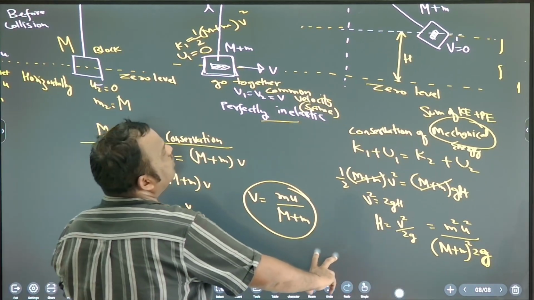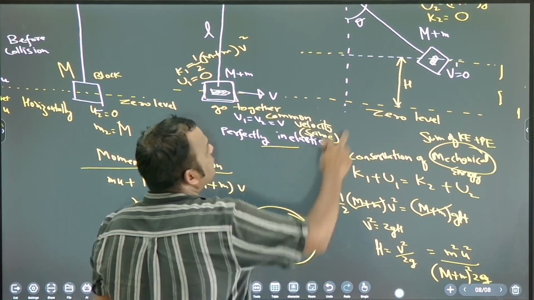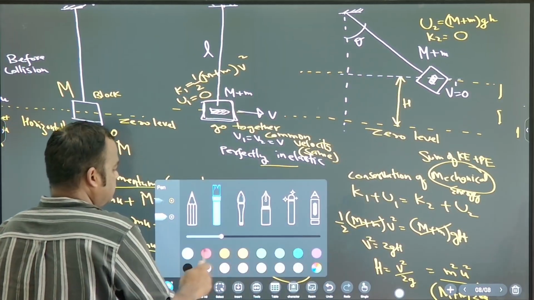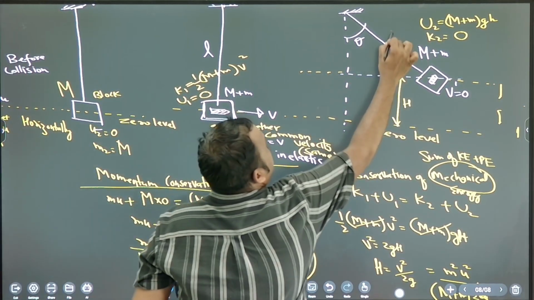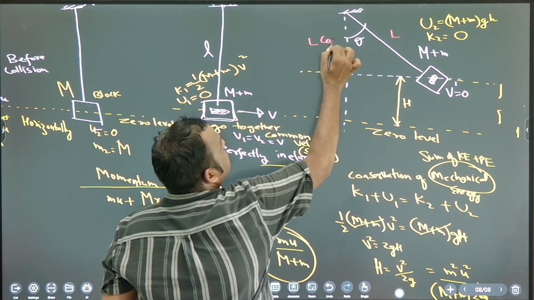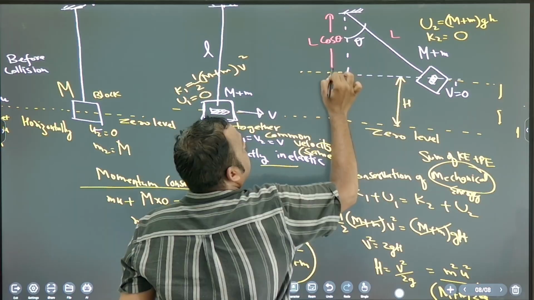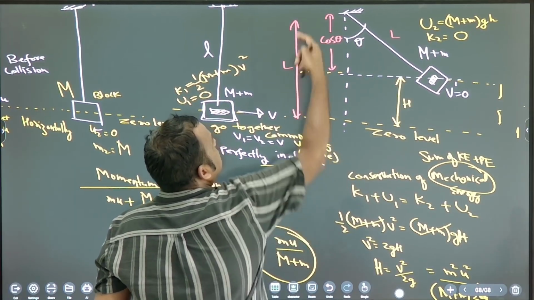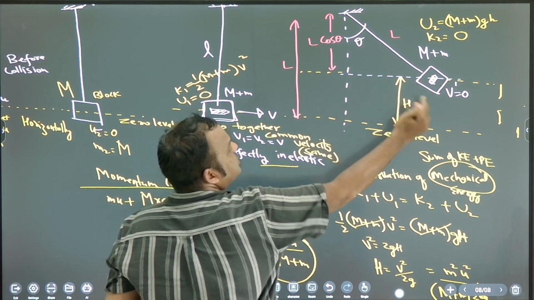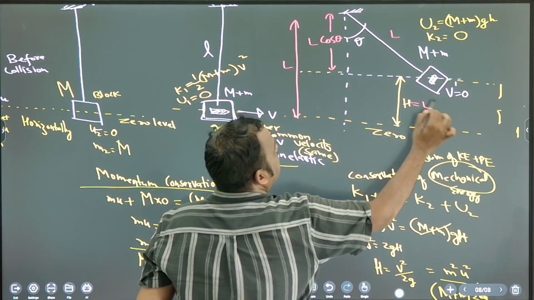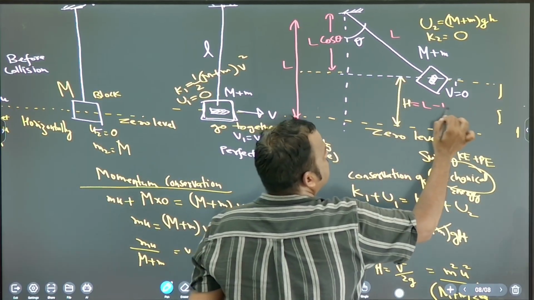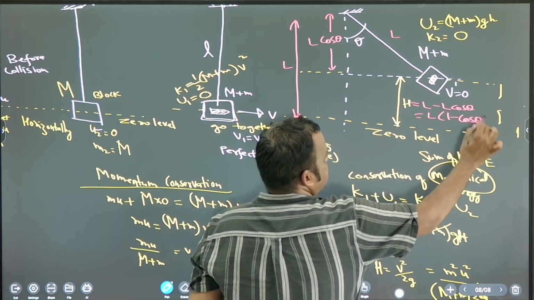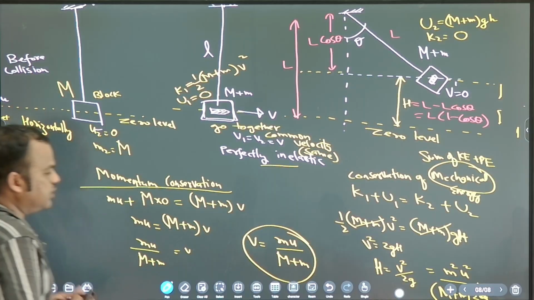Then how will you find the angle? The length of the string is L. So what is this? This is L cos theta. So how much is this total? This is also L. So how much is this? L minus L cos theta. Remember this: L into (1 minus cos theta). Okay, fine.